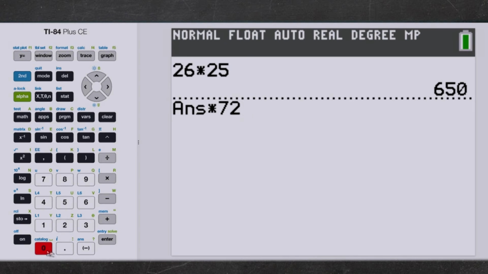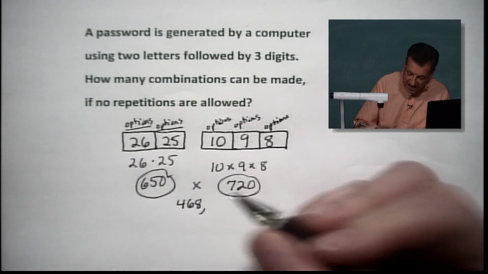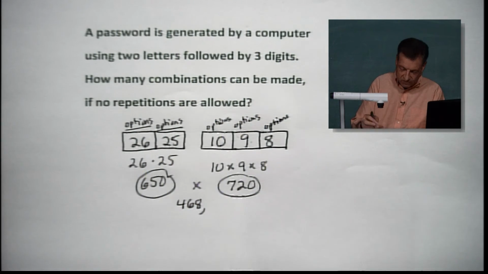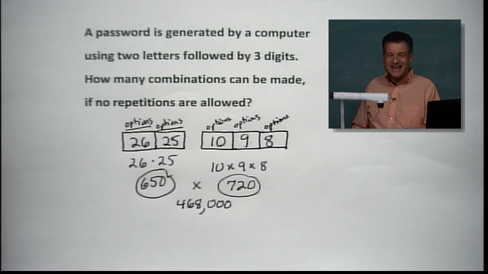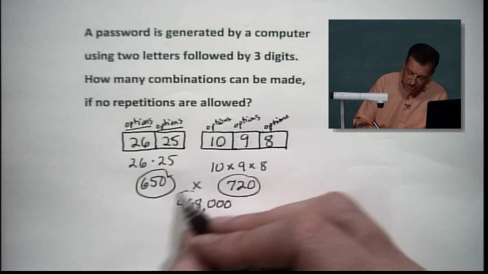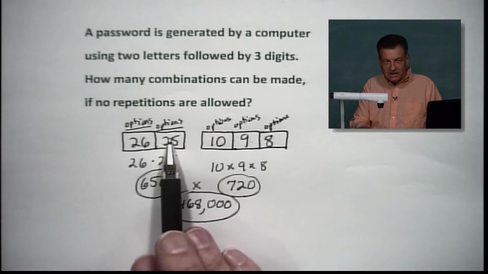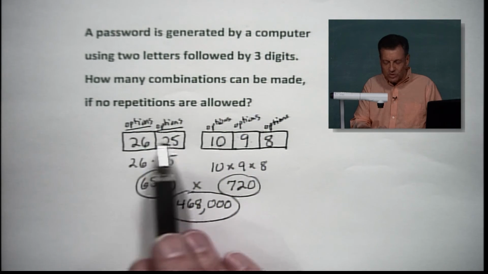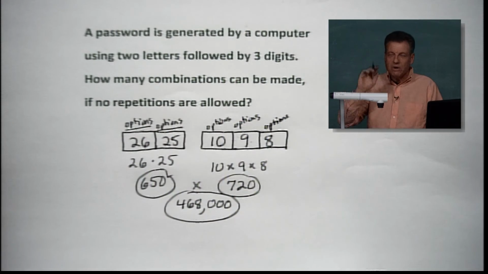And yes, it's going to be big. We already can see that. My goodness, how big is it? A lot of options. 468, whoo, and then a few zeros to add to it, right? 468,000. Now, we start thinking about things like that. And once again, if you were allowed repeats, you would have 26 times 26, then times 10 times 10 times 10. Whoo, it would be way out there.